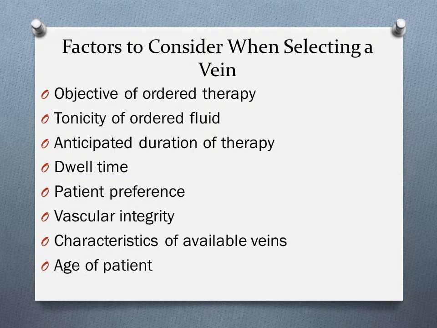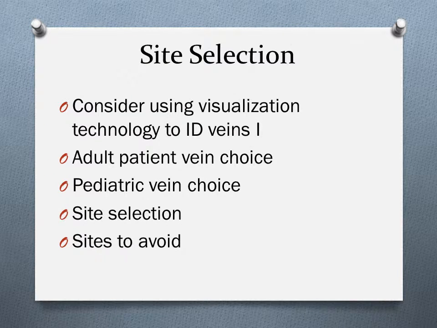Characteristics of available veins that we need to be looking at is what size is the vein, which way does that vein run, is the vein soft or is it hard and cord-like. The vessel that you select should feel soft and spongy. There's different ways to help select a site. You can use visualization technology, such as a vein light or ultrasound to help identify a vein.